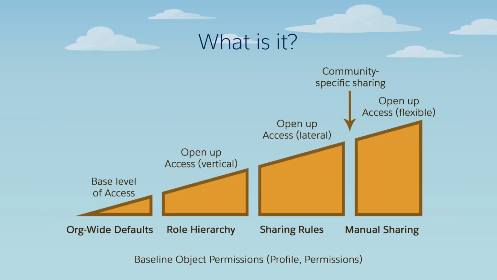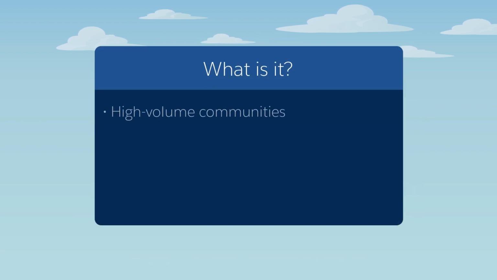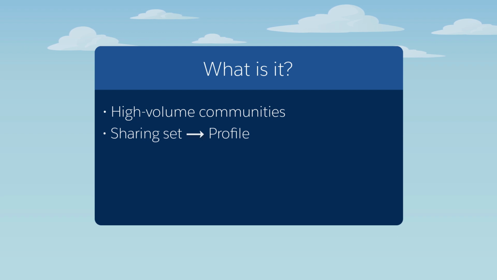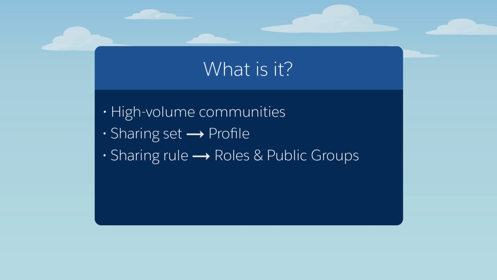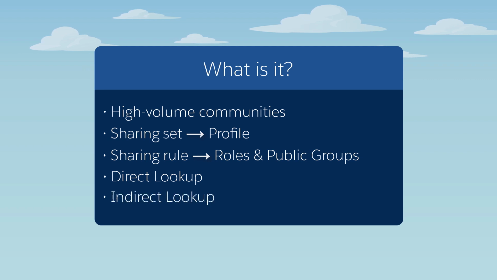Salesforce offers a sharing mechanism available only to external users. We call this sharing sets. Sharing sets were made specifically for high-volume communities, making it easier for a large number of community users to have access to records or other users. Sharing sets use profiles to give record access to a group of users, unlike sharing rules, which use roles and public groups. A sharing set can have one of two concepts: a direct lookup on the records you want to share, such as the account associated to a case, or an indirect lookup on the records you want to share, such as the account associated to an asset which is associated to a case.